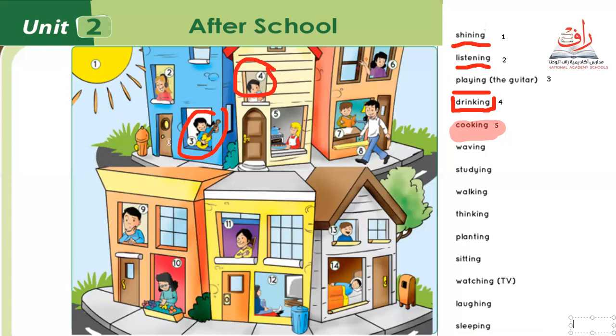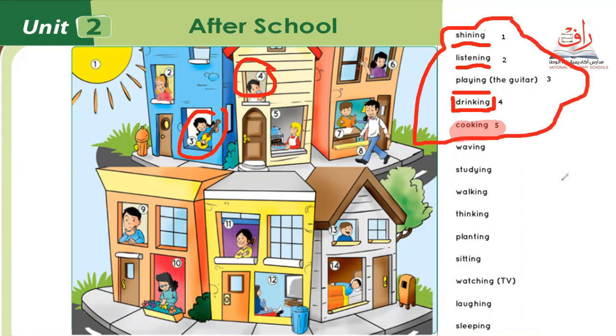These are the fifth word power. Okay, let's make a circle over them. Okay, this is our word power for today. It's a nice shape. Okay, this is our fifth word power. Let's read them again loudly. Shining, the sun is shining. Listening, what is she doing, the girl? Listening.